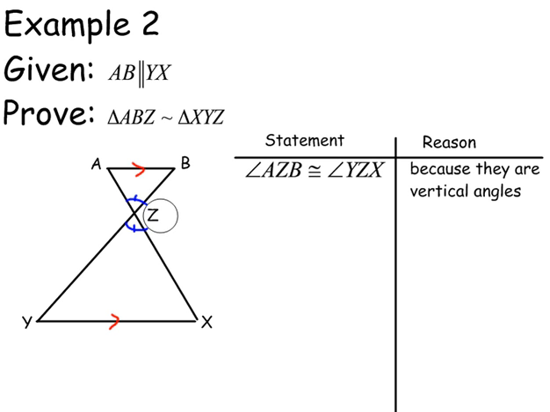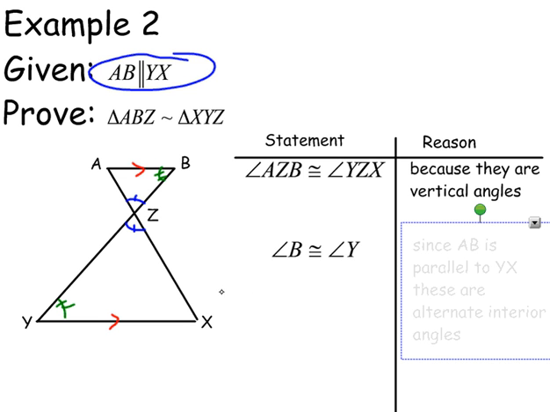Now, to prove my other set of angles congruent, I'm going to use this information they gave me here. So using that information, I can say that angle B is congruent to angle Y. So I could say this angle is congruent to this angle. And here's why I could say that. Since AB is parallel to YX, these are alternate interior angles.